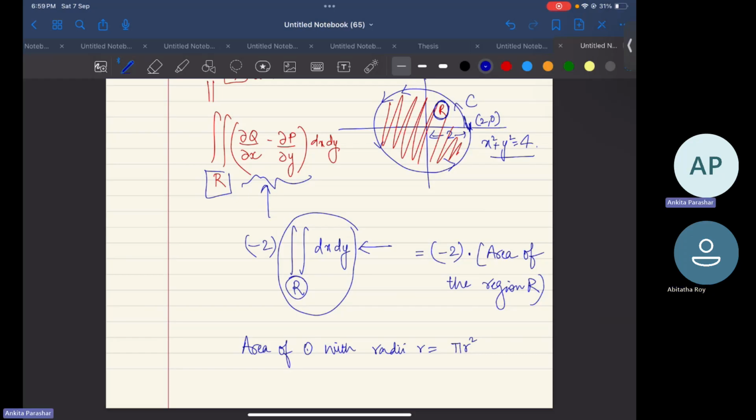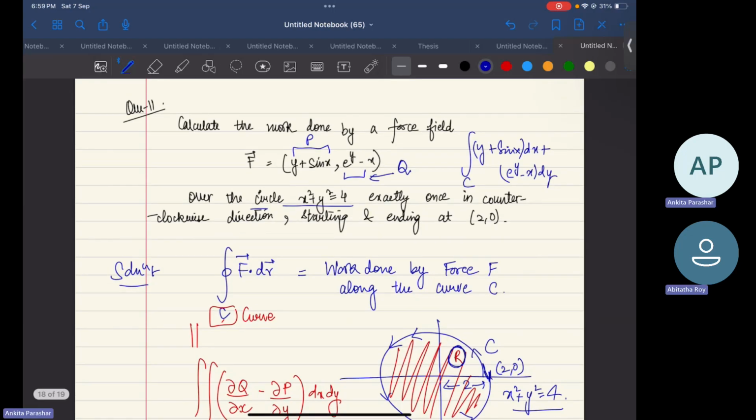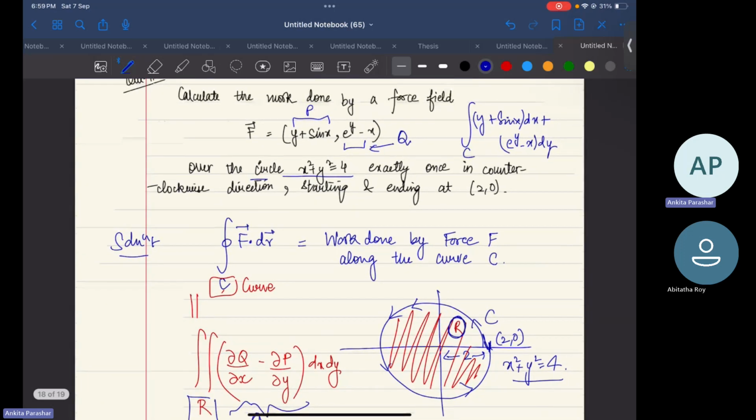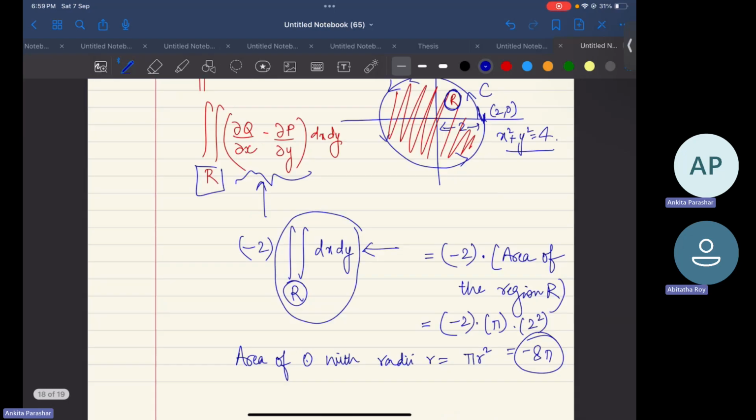You're taking so long to do that. Pi times r squared, r is 2, so it is 4 pi, times minus 2, so it is minus 8 pi. So the final work done is nothing but minus 8 pi. Just let me tell you one more thing. We started at (2, 0) and came back to (2, 0). It looks like we did not do any work, but there is work, right?